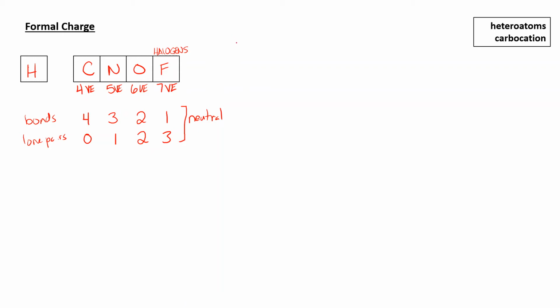Now what's interesting is that, and then I guess I left off hydrogen here, but hydrogen likes to have 1 bond and no lone pairs. Hydrogen will always be 1 bond, no lone pairs. So there's not really any variety to hydrogen. Okay, so what's interesting is that you'll notice that hydrogen and carbon have no lone pairs in neutral form, but all these other things have lone pairs.